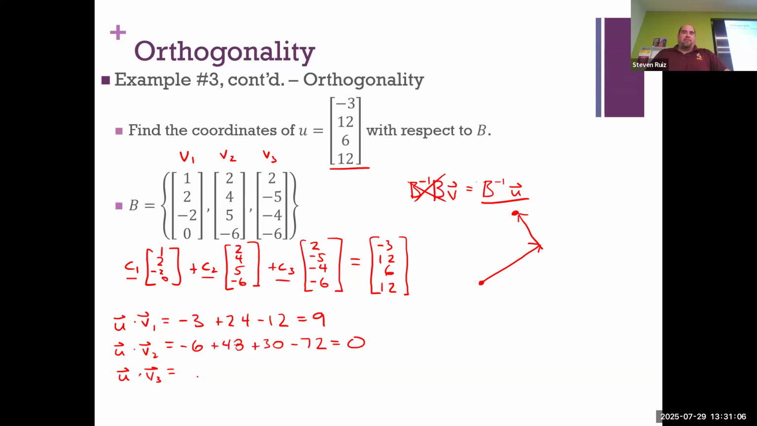So what about U dot V3? -6, -60, -24, -72.